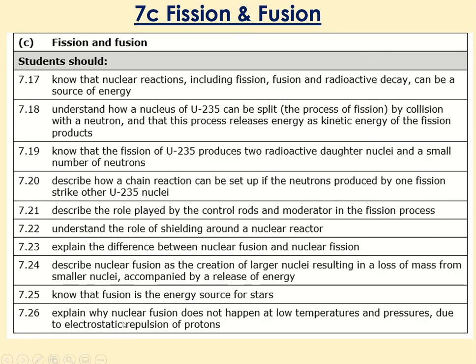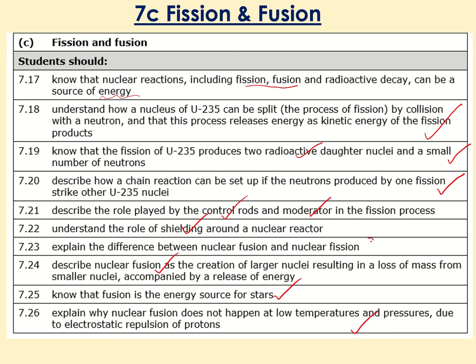So that is fission and fusion. We have talked about the fact that both fission and fusion are sources of energy. We've talked about the definition for fission. We have talked about the fact that the daughter nuclei are radioactive and we get a small number of nuclei. We've explained the chain reaction. We have explained the job of control rods, the moderator, the shielding, and we've talked about the definition of fusion, the fact that it happens in stars, and why it only happens at high temperatures and pressures.